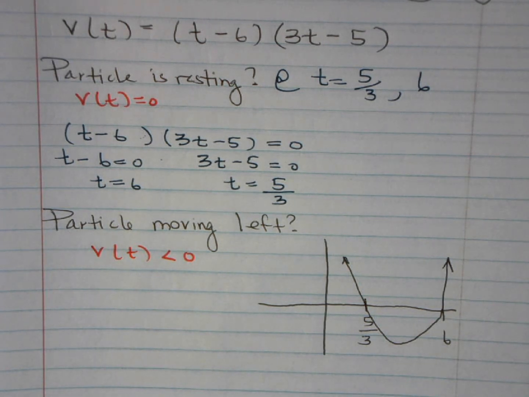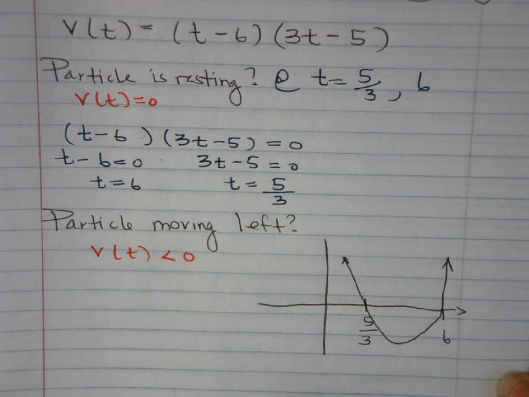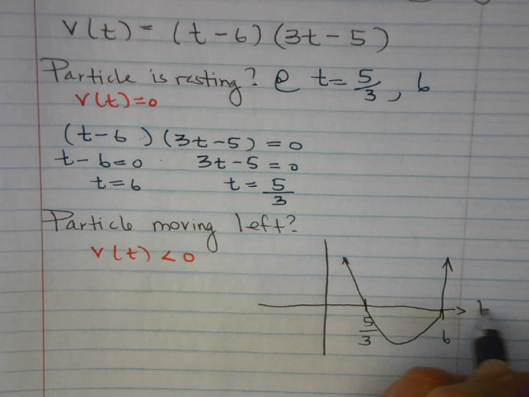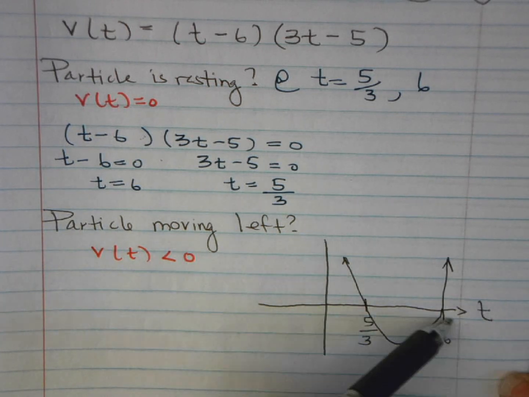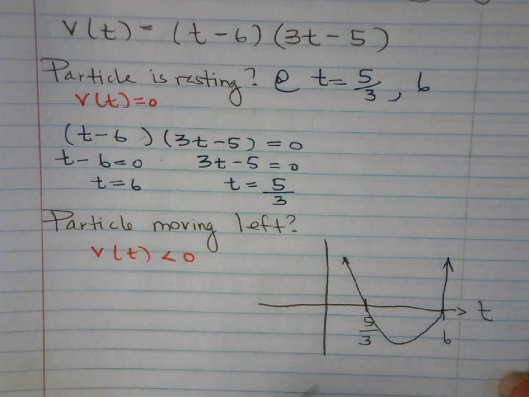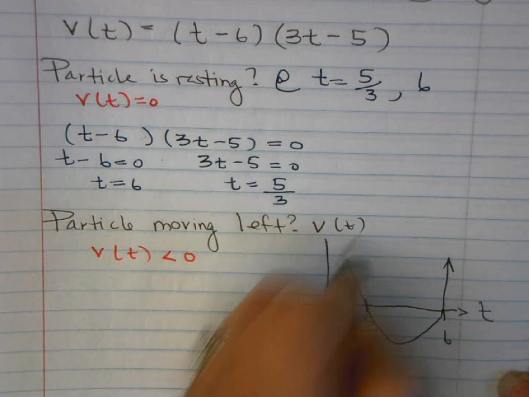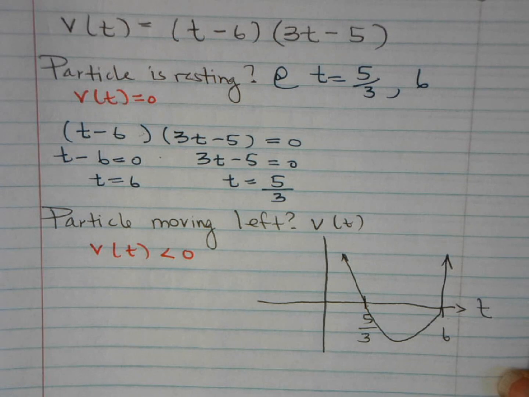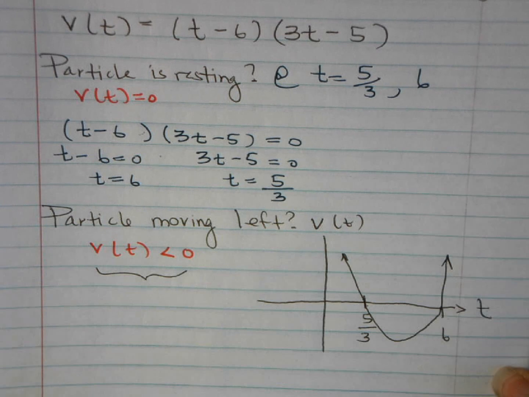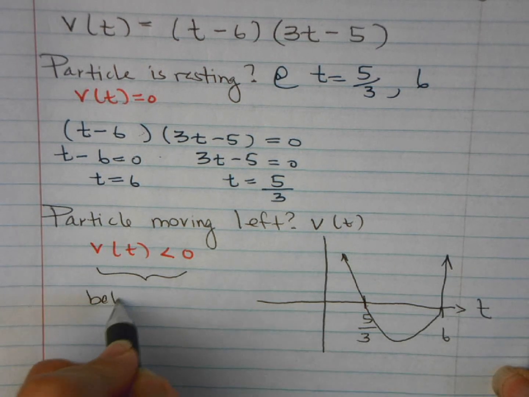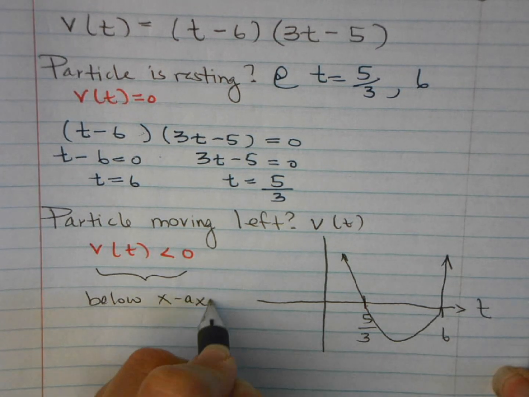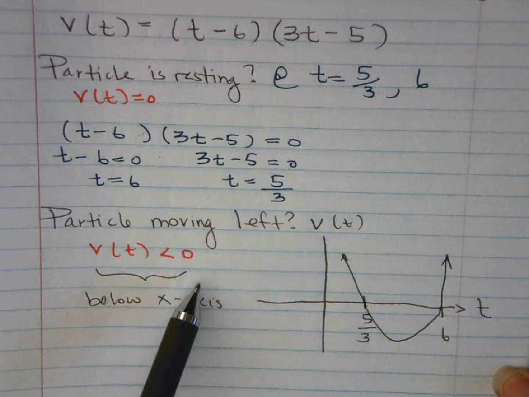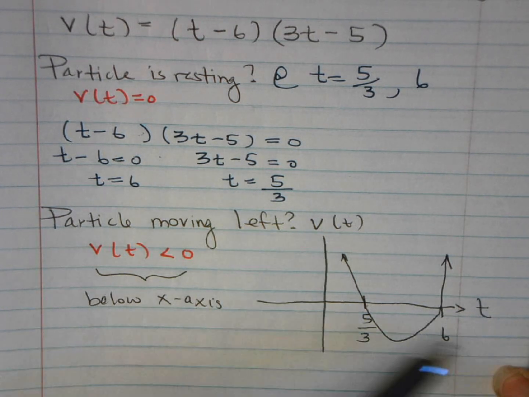So pretend it's symmetrical. It goes through the values 5/3 and 6 because that's when it's 0, right? So at 5/3 and 6, I have my zeros. And this is v of t. Let me label my axes there. So when is velocity negative? Remember, that is when it's below the x-axis. So that's what we're saying when velocity is negative. This is my v of t. It's negative when it's down here somewhere. So that would be right here.